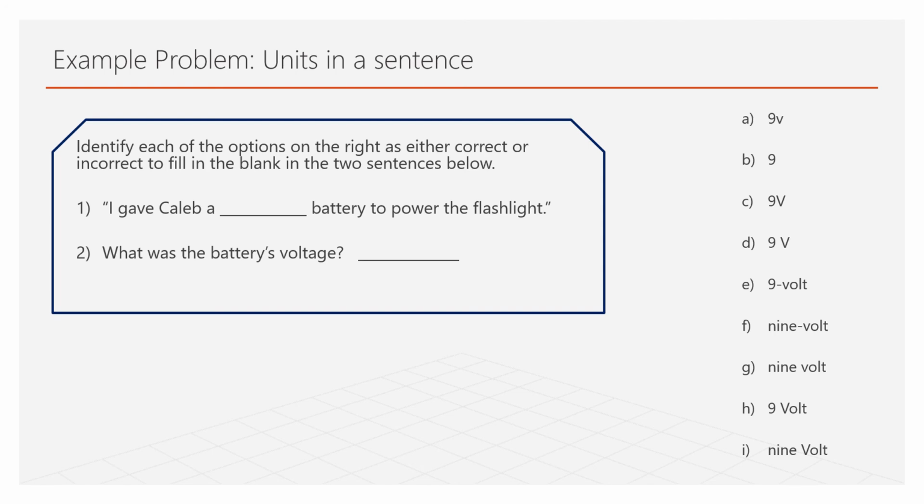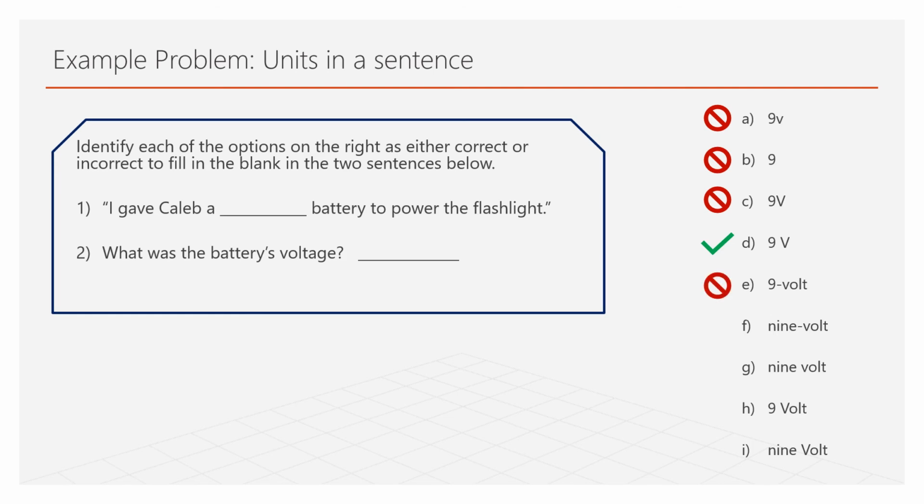Option A is 9 followed by a lowercase letter v. This is wrong, as the correct symbol for voltage is a capital letter V. Option B is just the number 9. This is wrong because the author made no attempt to include the units. Option C is almost correct, but the author needs to include a space because 9 and volt are two different words. And D is correct: 9, a space, and then a capital letter V.